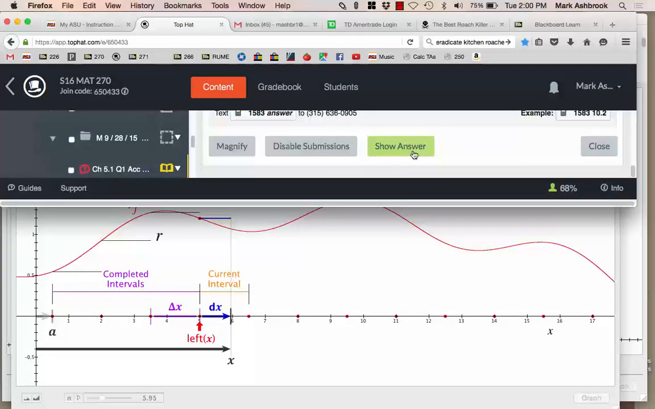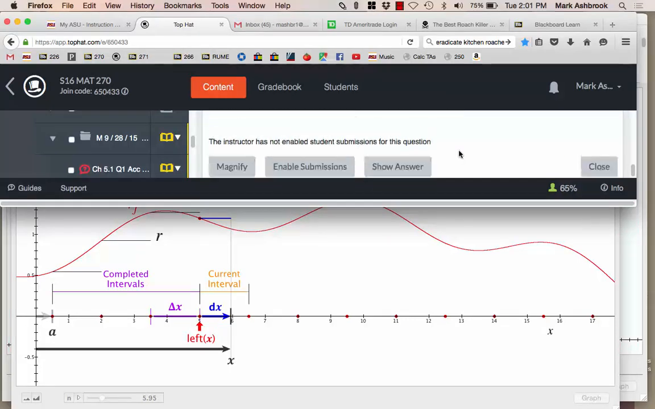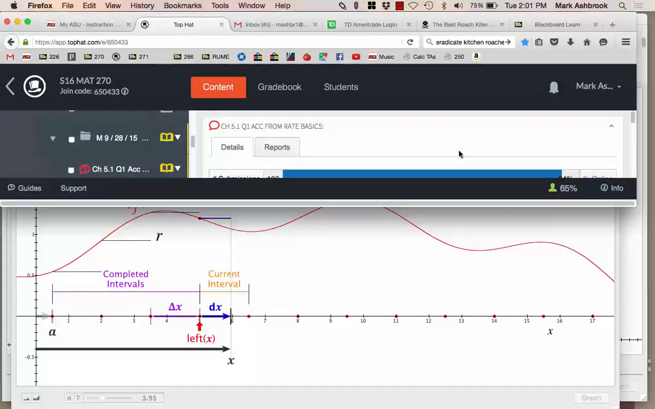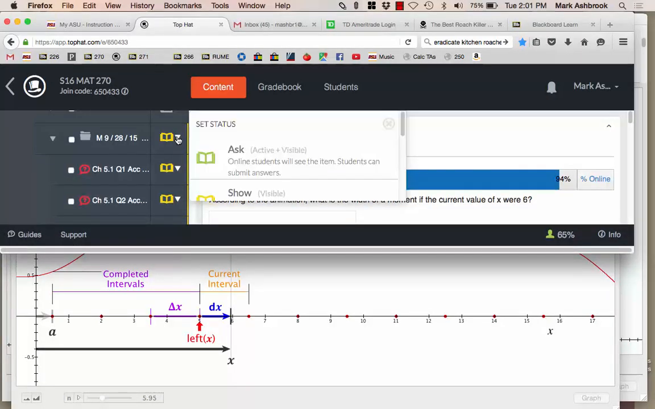One more. The last one is, what is left x if the current value of x is 6? 5. Right now, it's showing the current value. So it's the x value at the left side of the current interval. All right, questions. I think we went through them all. Okay, let's close them up.